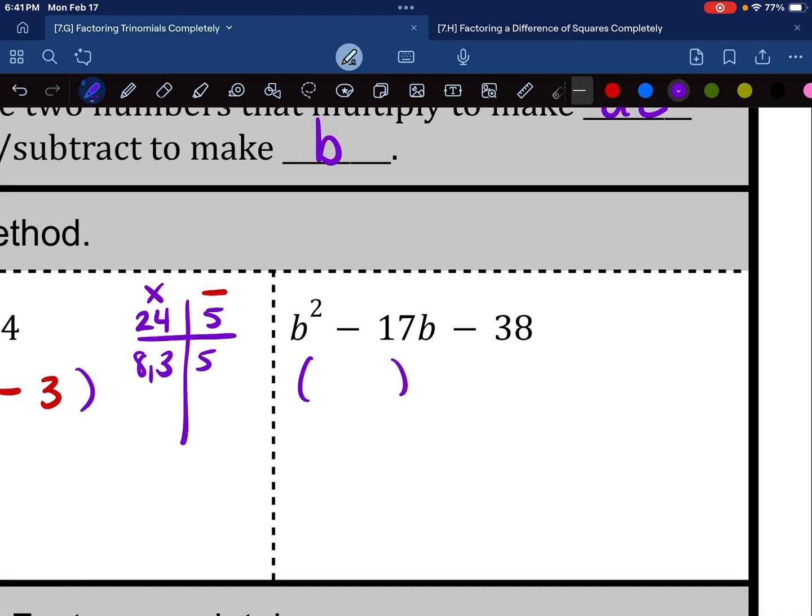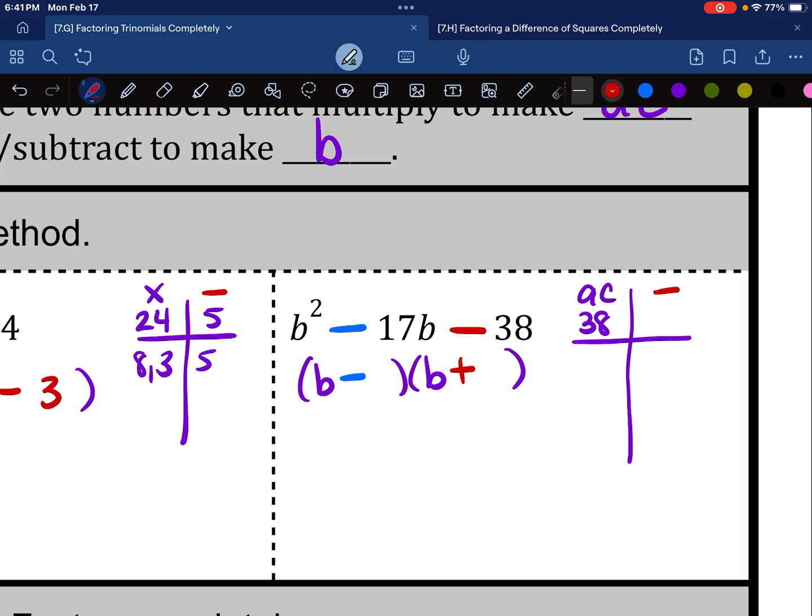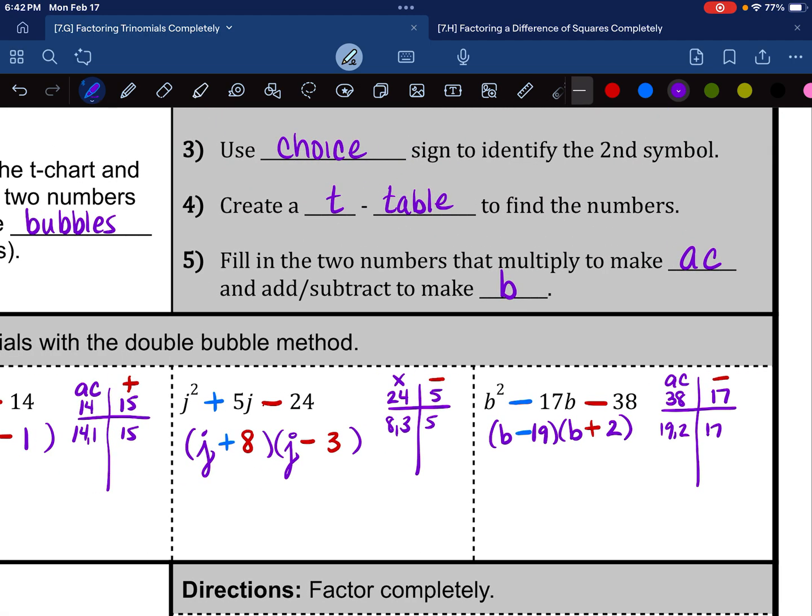One more time with this double bubble technique, and then we'll get into our other method. So there I am with my double bubble set up. My fall down sign's a negative, and my choice sign's a negative, which means that my parentheses have to be opposites. On my t-table, I'm looking for what multiplies to make 38, and my choice sign is subtracting, so I'm subtracting to make the 17 in the middle. In this case, it's 19 and 2, and that 19 goes with my fall down sign. So that double bubble method just eliminates the reverse box, spares you from some GCF factoring. Not too bad.